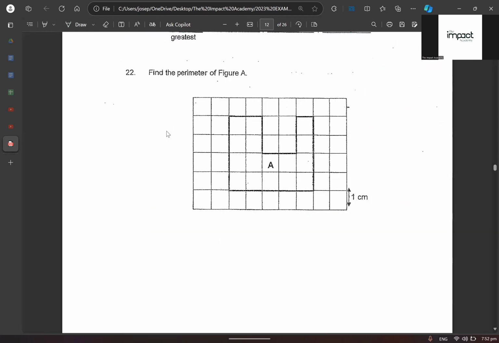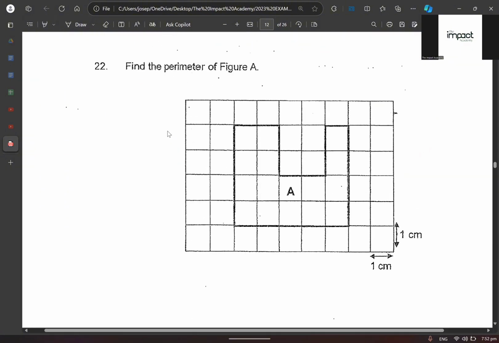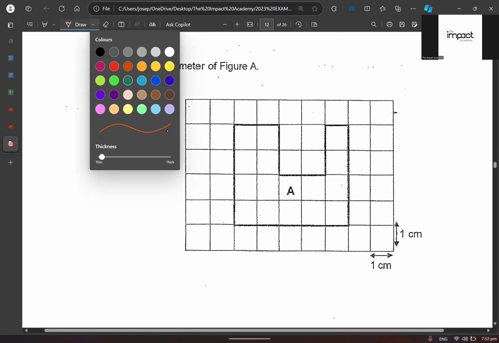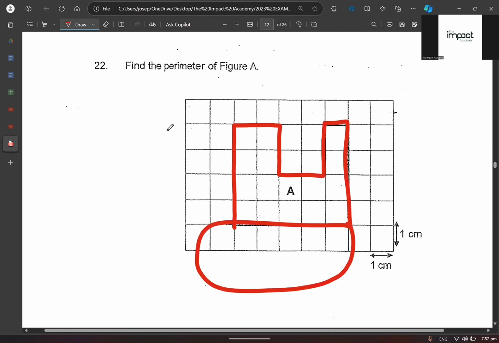Very good. Now the question says I want you to find the perimeter. All of you say perimeter. Perimeter means the outside. All of you say outside. So what is the outside over here? As you can see, it is basically everything here plus here plus this plus this plus this plus this plus this plus this. Correct or not? Agree or disagree?